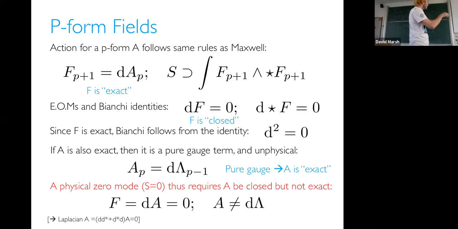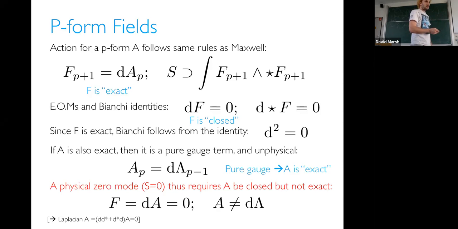So a physical solution requires A to be closed, but not exact. So it requires dA to equal, what does it require? It requires dA to equal 0. It requires F equals dA equals 0 for a 0 mode. But A does not equal d lambda. So physical 0 modes require closed but not exact forms.